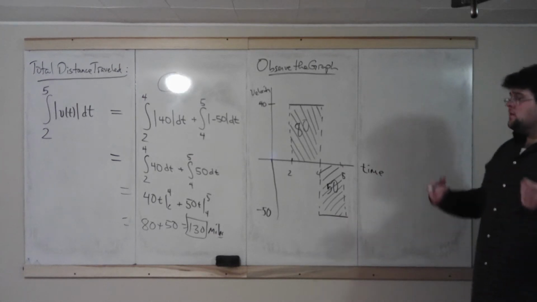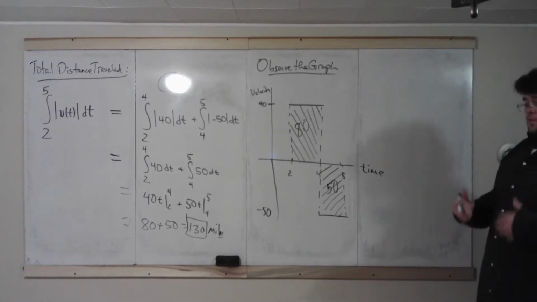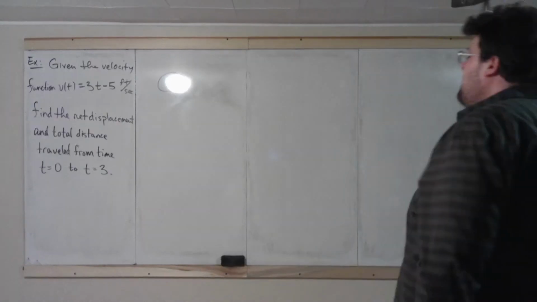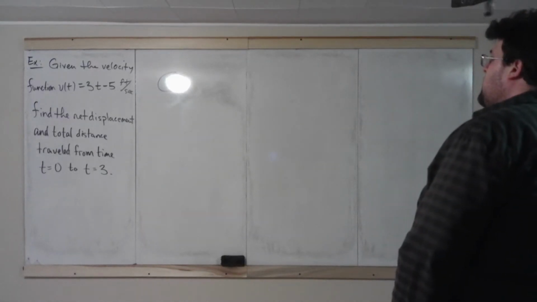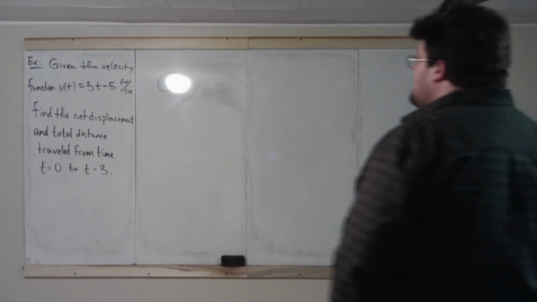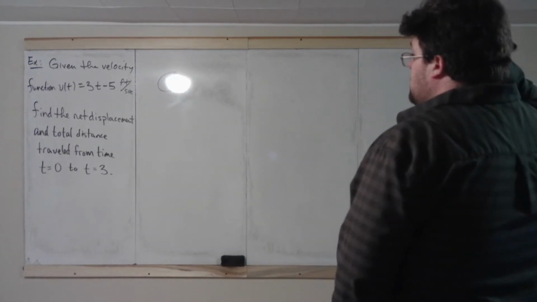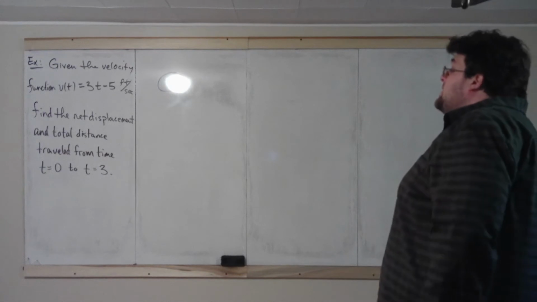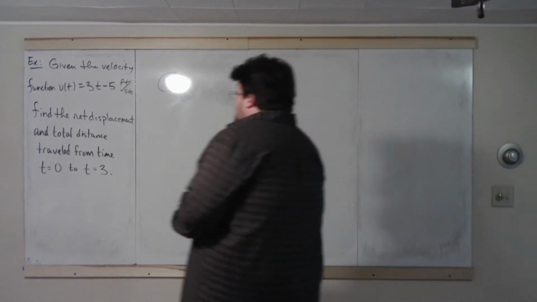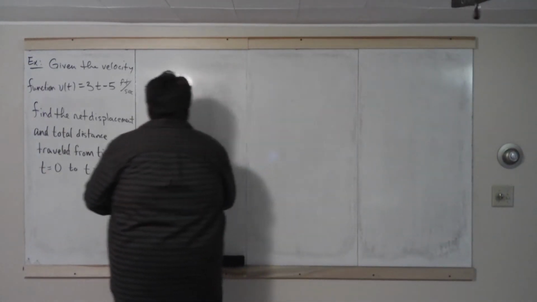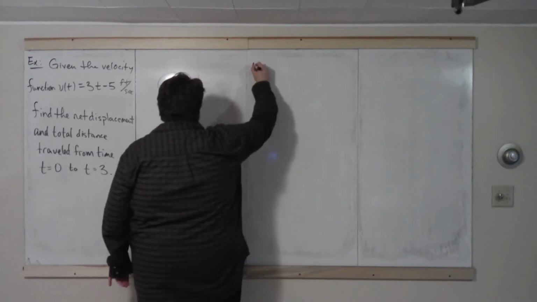Let's look at a more general example with a more complicated velocity function. Given the velocity function v of t equals 3t minus 5 feet per second, find the net displacement and total distance traveled from time 0 to time 3. Well, let's start with net displacement. And let's do it, I guess, up here.